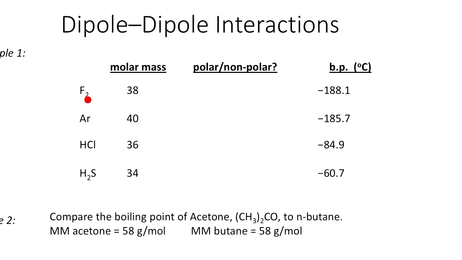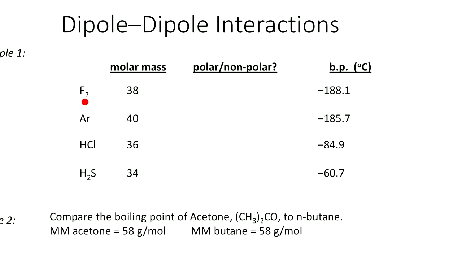I have some compounds: fluorine, argon, HCl, and H2S. Here are the molar masses of these. If you look at these molar masses, are they really that different? No, they're all very similar, in a very similar range. So let's see what differences we can bring out, because what we see here are very different boiling point temperatures. F2 has a very, very low boiling point, while H2S has a much higher boiling point. It's pretty cold still, but it's much higher.